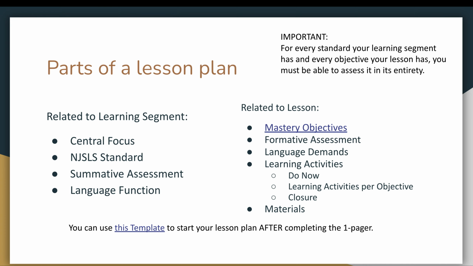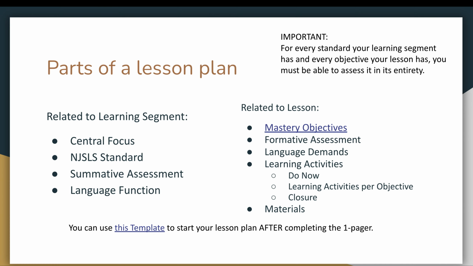And this is really important because we don't want to confuse the two, but also, remember, our lesson plans are nested in the learning segment. So if I'm looking at just a lesson plan, I need some context, and the context comes from these related learning segment pieces. So in a second, I'm going to show you a template. But for now, we're going to say that in the lesson plan, there are some things that are related to the learning segment. That's going to be your central focus.